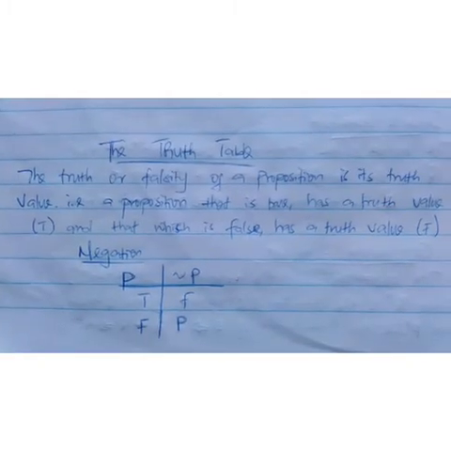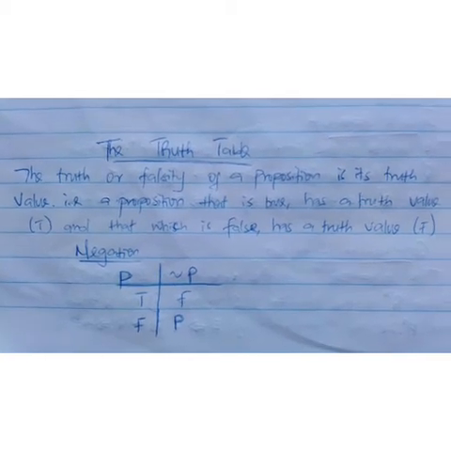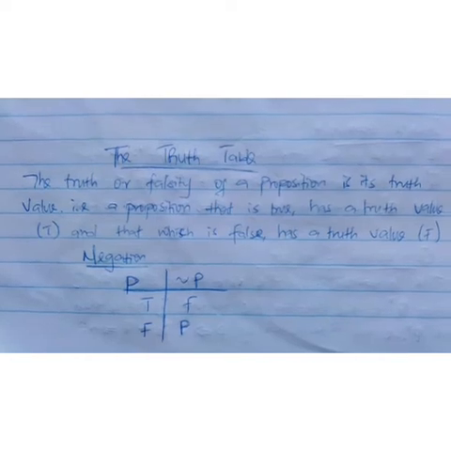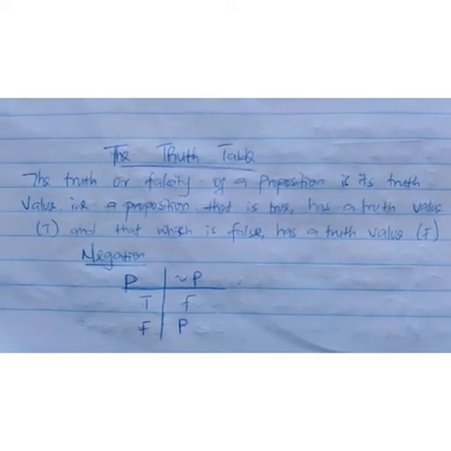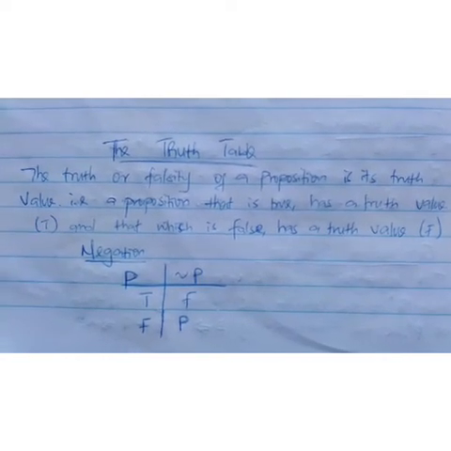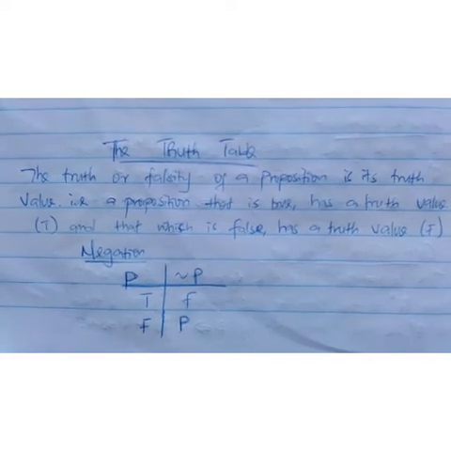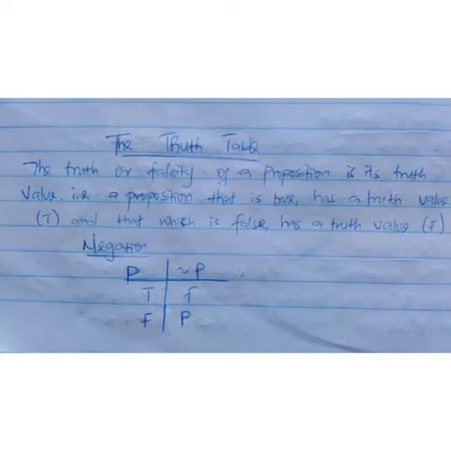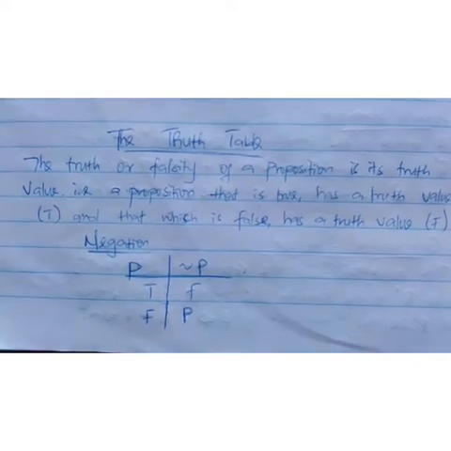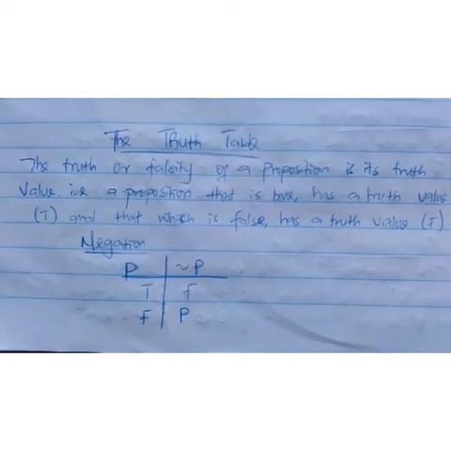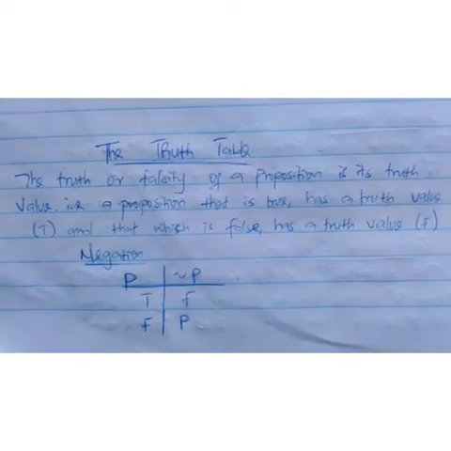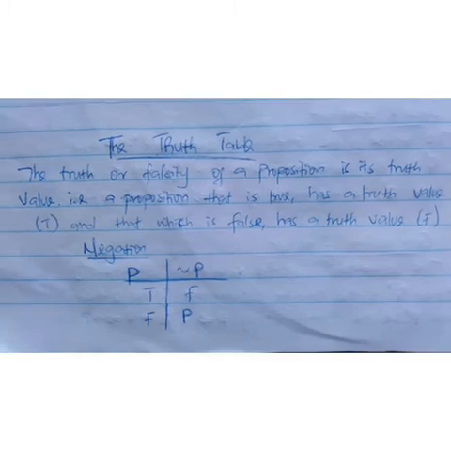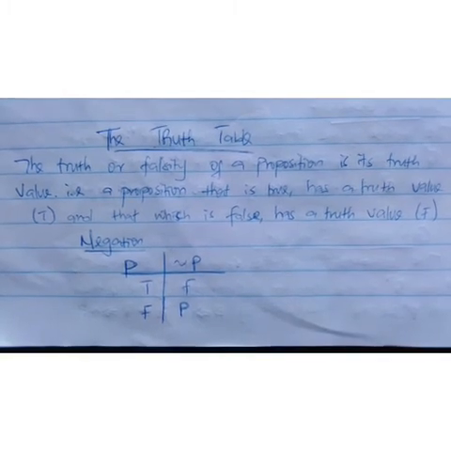Quickly, we'll be moving to the truth table. Now, the truth or falsity of a proposition is its truth value. That is, a proposition that is true has a truth value T, and a proposition that is false has a truth value F. Now, we'll be looking at each logic operator and how we can apply them when solving questions given. Negation: given that P is true, false, negation P is going to be what? False, true.